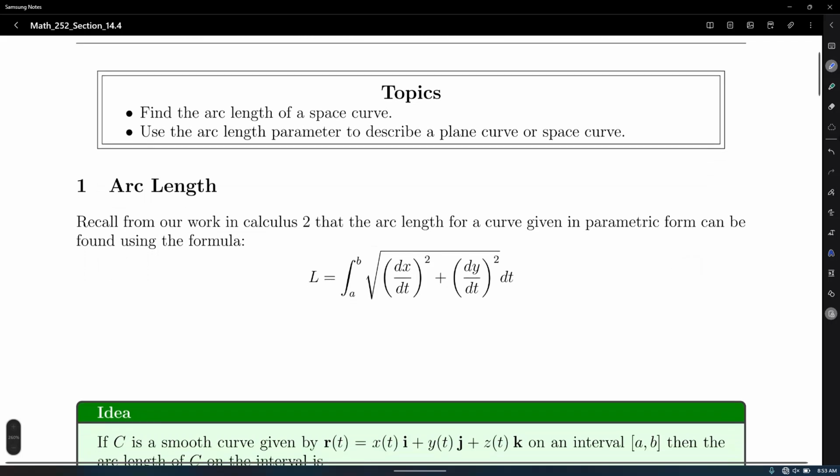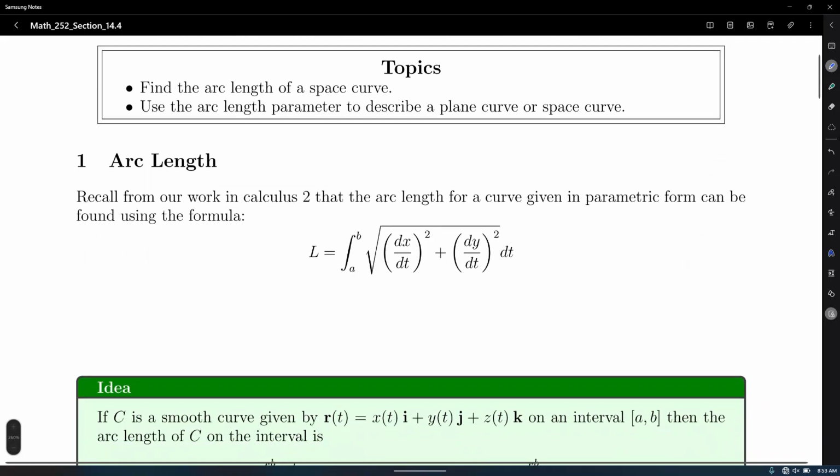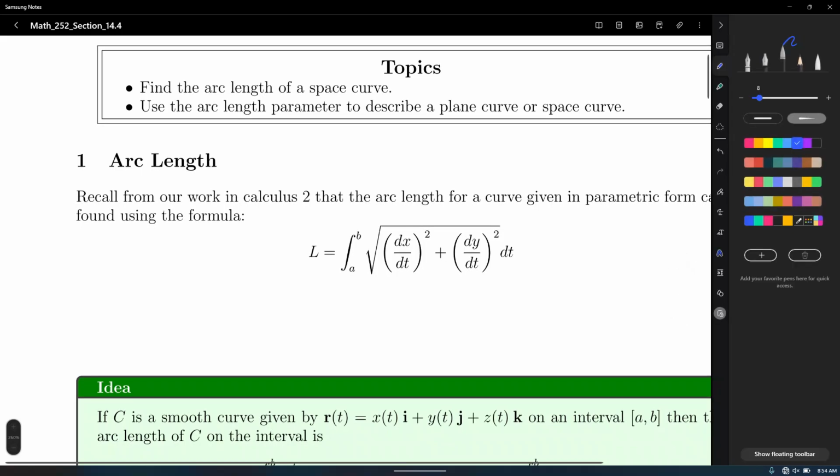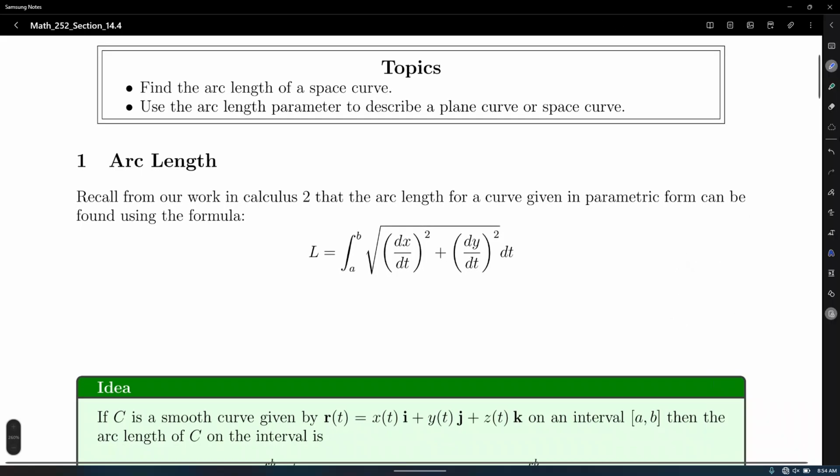Well, I'm not going to go through the whole derivation of the formula, but if you want to see it, on the playlist I have on Canvas for Calculus 2, look for this topic, and I have a detailed version of this derivation. So I'm just going to give you a brief idea of how we get the arc length.